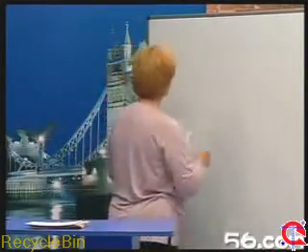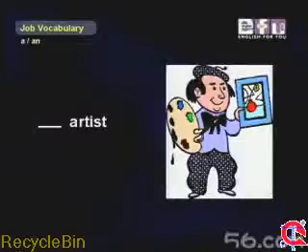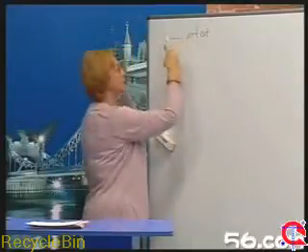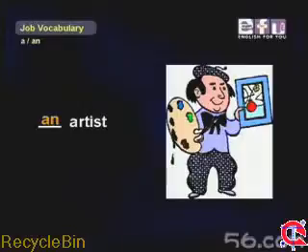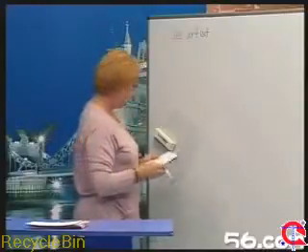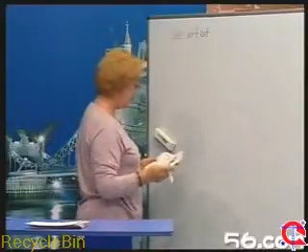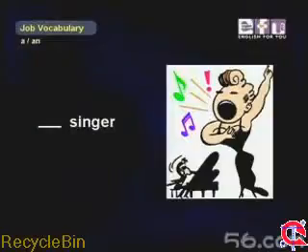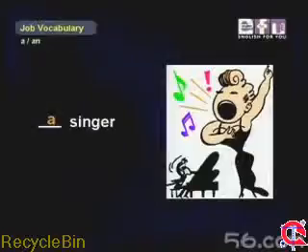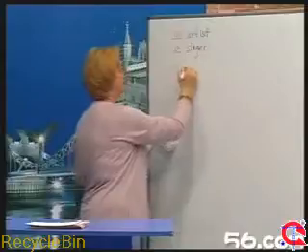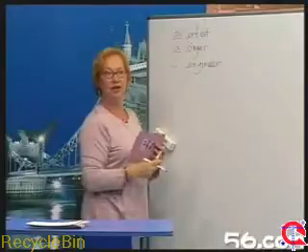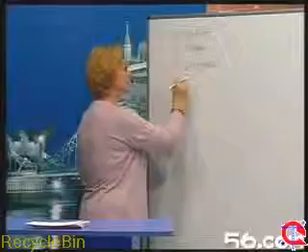So, for example, artist. Now, we have A, so we say an artist. An artist. All right, are you ready? Here we go. Ali, let's start with you. We're going to do singer. A singer. Okay, Isabel. Engineer. An engineer. Good. Because of the E.